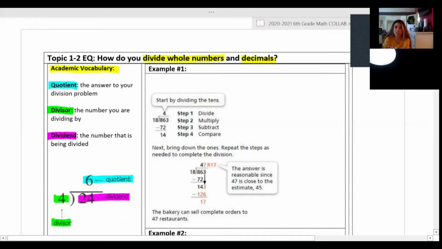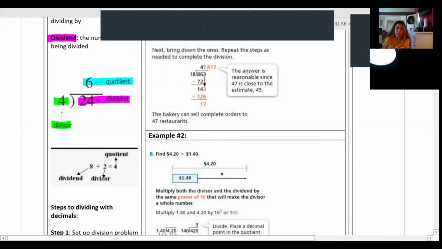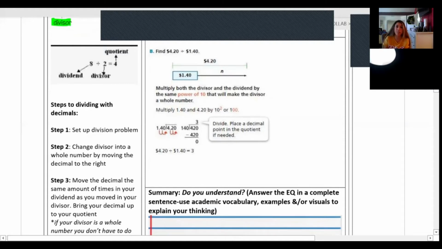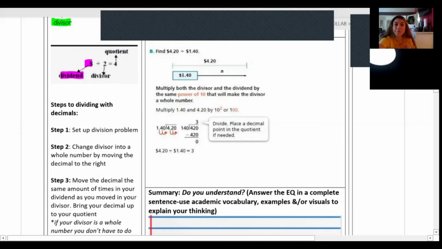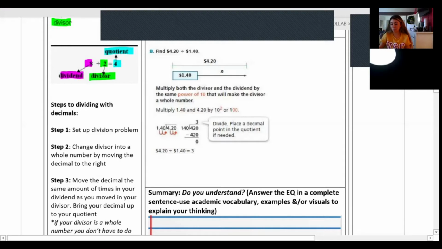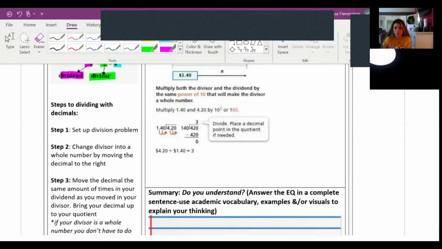Ms. Flemington just highlighted to see the corresponding numbers and values that go to our terms. Another example: when it's written left to right in an expression, 8 divided by 2 equals 4. Our 8 is our dividend. Our 2 is our divisor. And then our 4 is our answer, our quotient. Perfect. So let's jump into the steps to dividing with decimals.